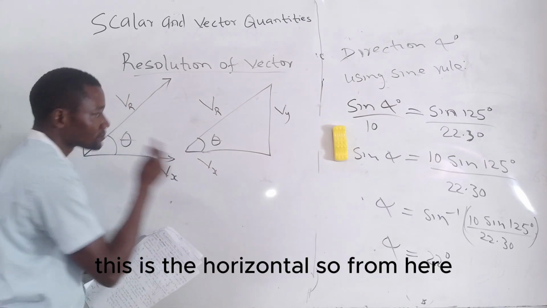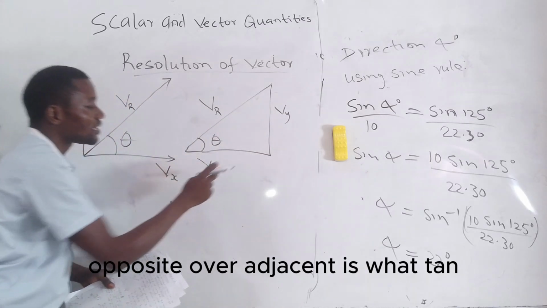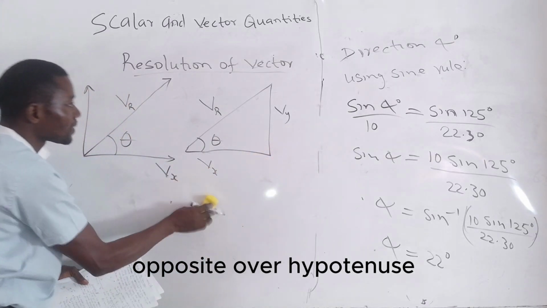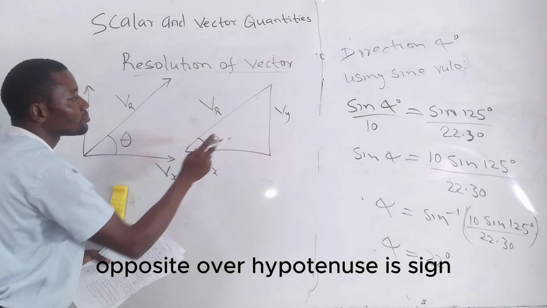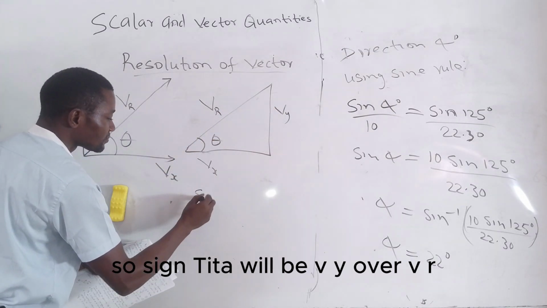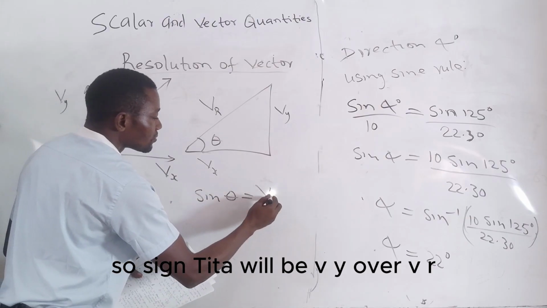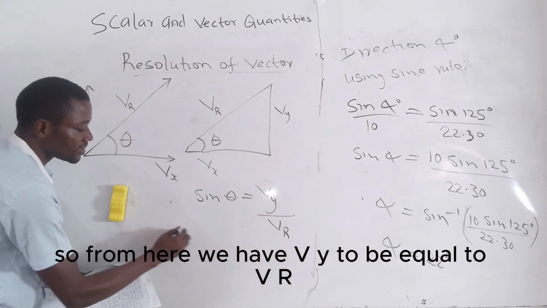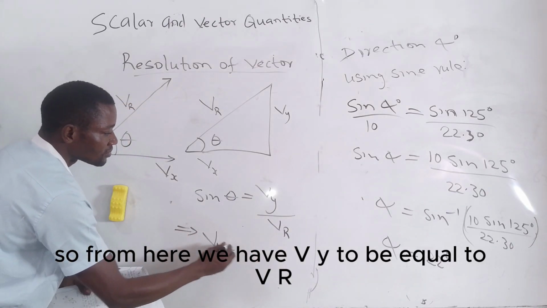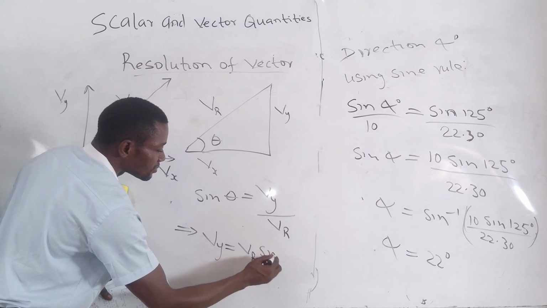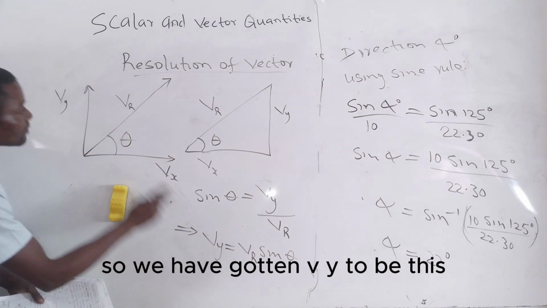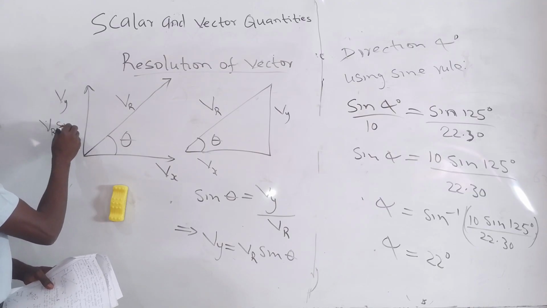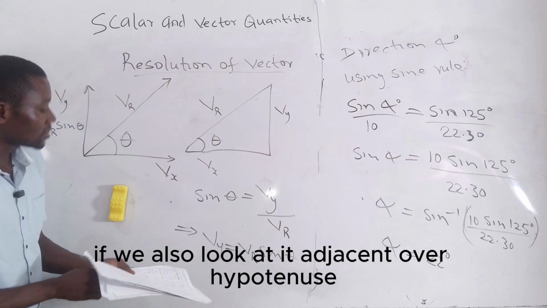This is the horizontal. So from here, opposite over adjacent is what? Tan. Opposite over hypotenuse is sine. So sine theta will be Vy over Vr. So from here, we have Vy equal to Vr sine theta. So this is the vertical component, Vr sine theta.